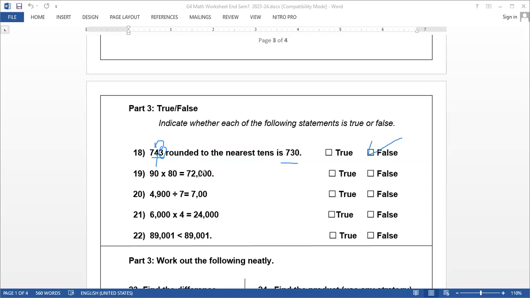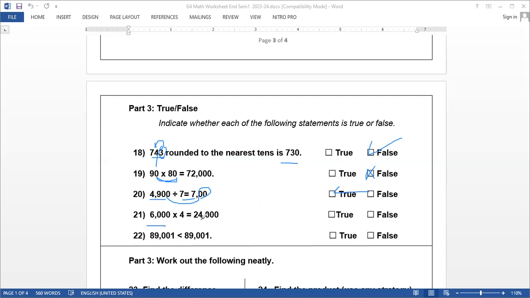90 multiplied by 80 equals 72,000. Of course, wrong because we have only 2 zeros. 4,900 divided by 7 equals 700. Let me try. 49 divided by 7 equals 7. We have 2 zeros. We need to bring 2 zeros. So the answer is true.